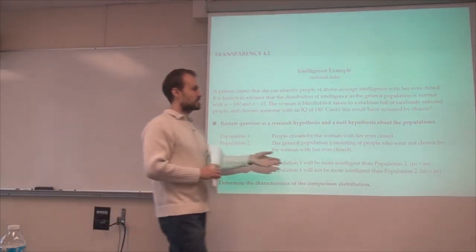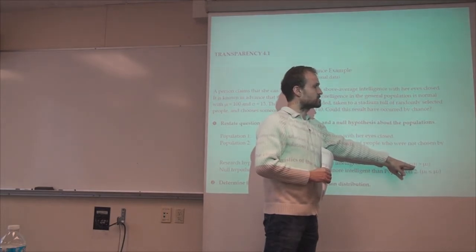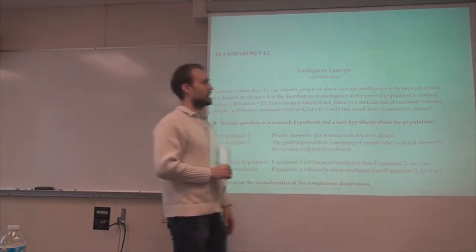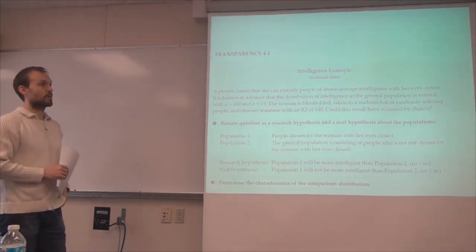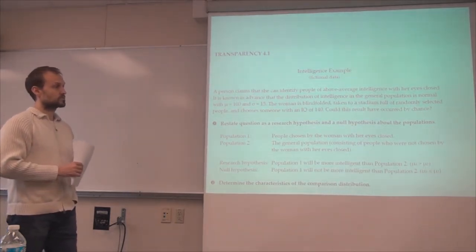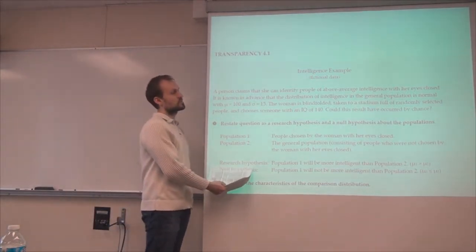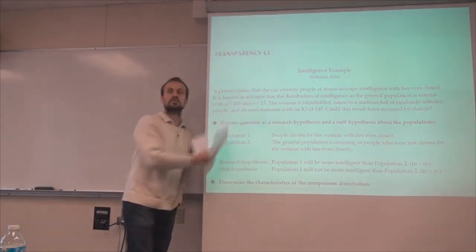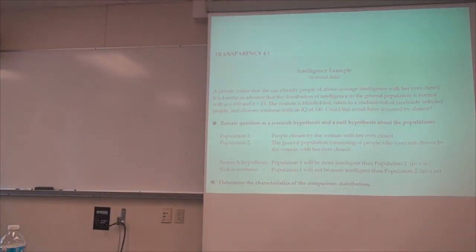What I want is the intelligence of the person she picks to be higher than the average intelligence of the whole population, which would then give evidence, or if this research hypothesis is true, then that supports her claim that she can pick someone of above average intelligence.